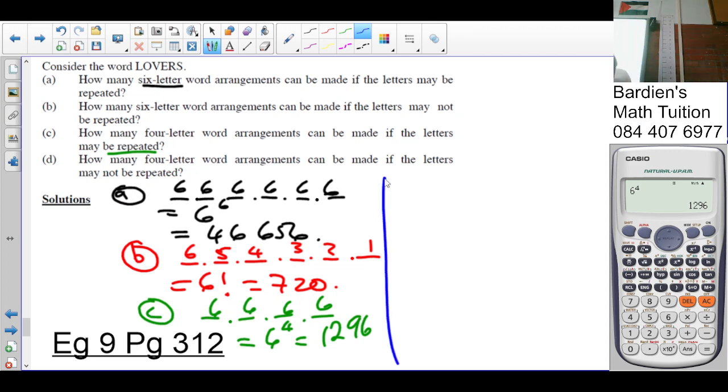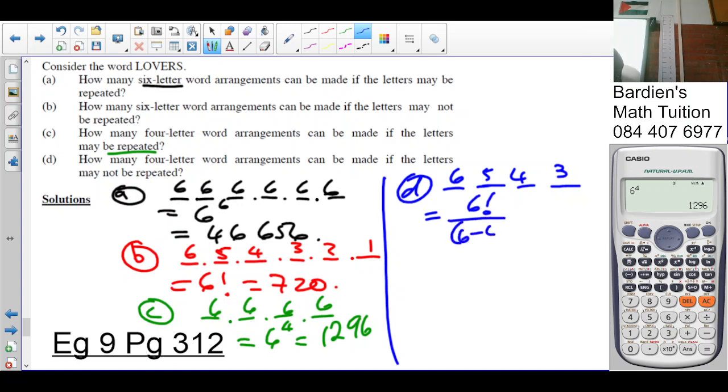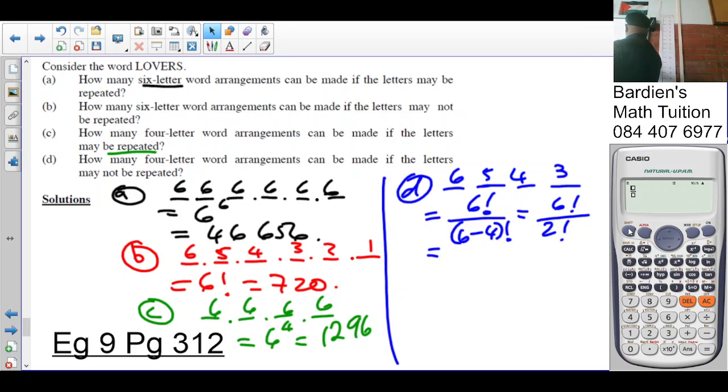Let's look at D. How many 4-letter word arrangements can be made if the letters may not be repeated? So it's going to be 6, 5, 4, 3, which is basically 6 factorial over 6 minus 4 factorial, so 6 factorial over 2 factorial. That is going to be 360.